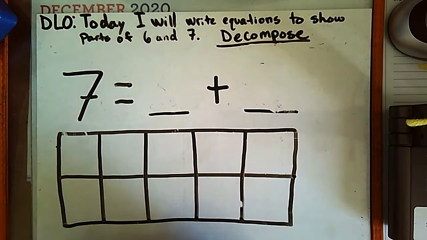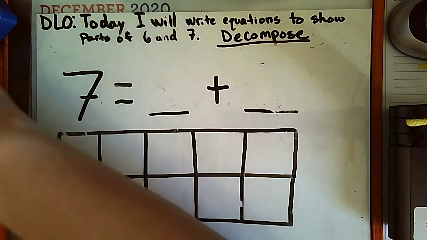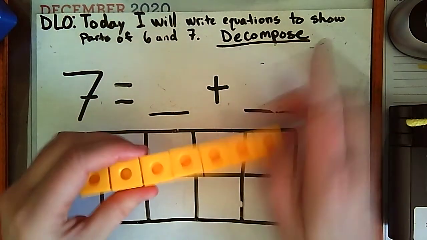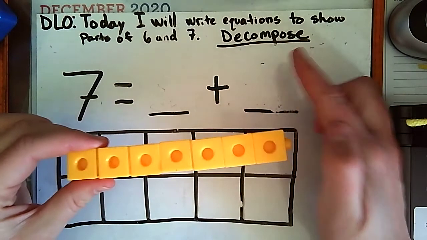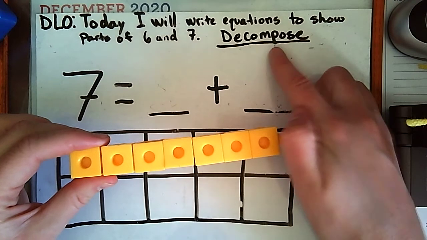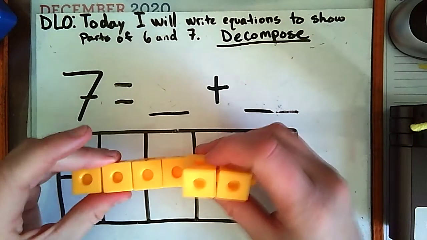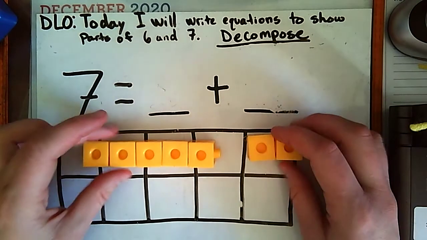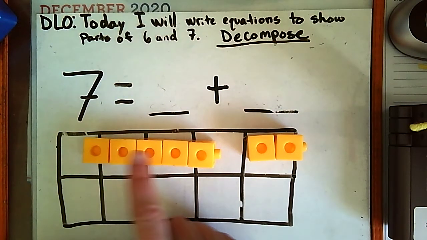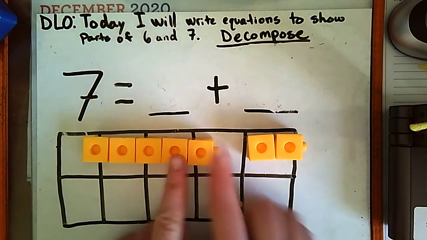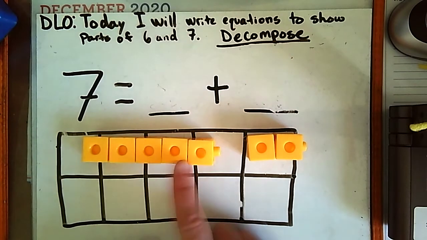Let's do one more, and then it'll be your turn. So I'm going to make 7 again. I'm going to show parts. Another word is decompose. Decompose means break apart. Okay, so I've got my two parts here. Still had 7. 1, 2, 3, 4, 5, 6, 7. But now I have parts of it. This part and this part.